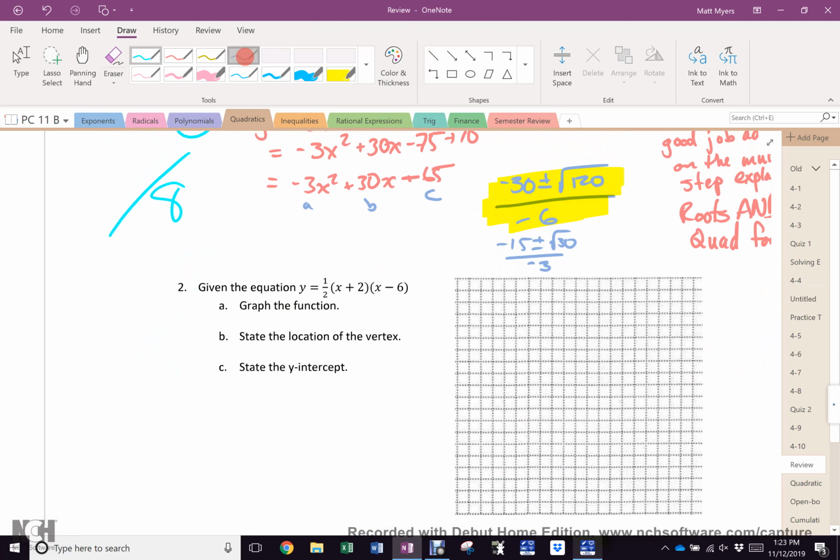Graph the function. The roots are at -2, +6. 1, 2, 3, 4, 5, 6. The vertex is right in the middle. -2 and +6, 6 minus 2 divided by 2. So the vertex is here at x equals 2, right?